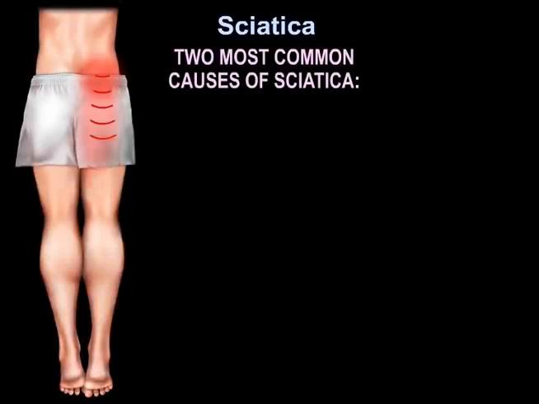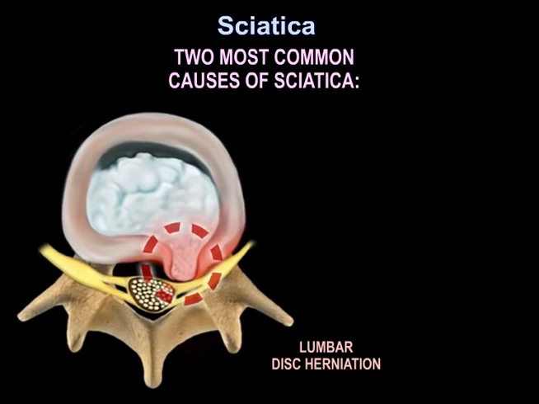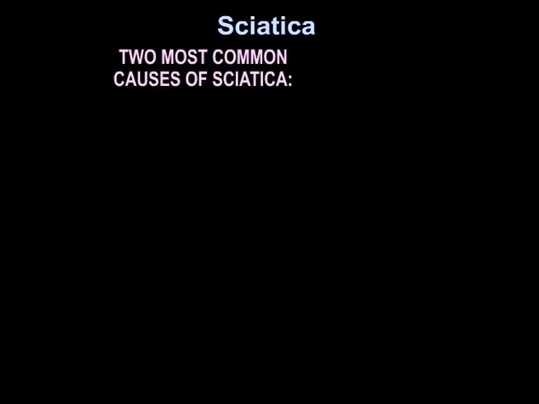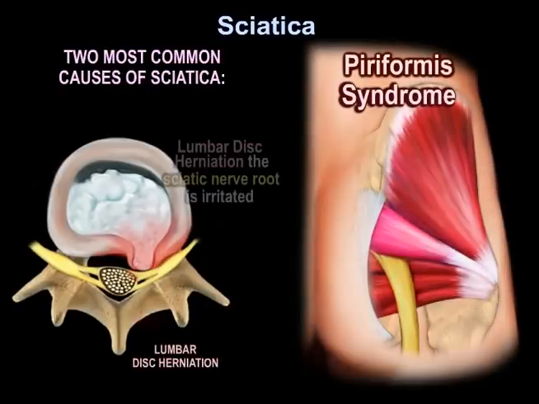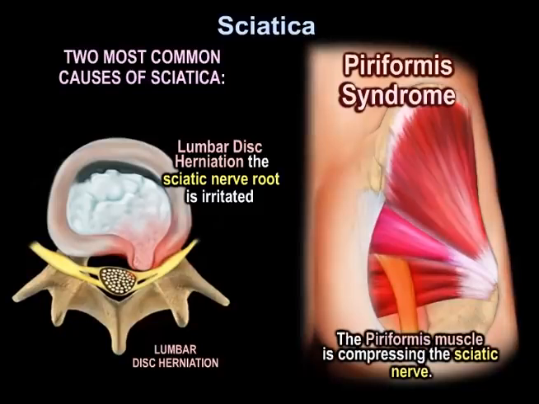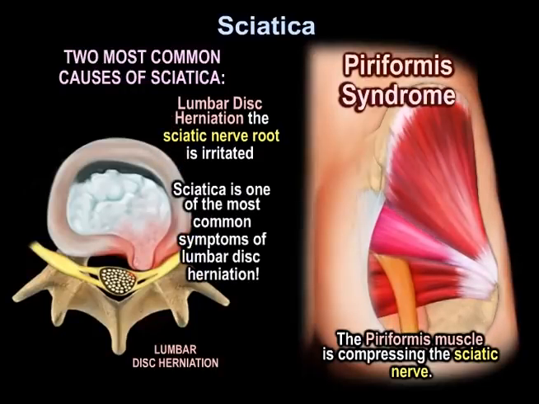The two most common causes of sciatica are lumbar disc herniation and piriformis syndrome. In case of disc herniation, a nerve root is irritated. In case of piriformis syndrome, the sciatic nerve is compressed by the piriformis muscle. Sciatica is one of the most common symptoms of lumbar disc herniation.